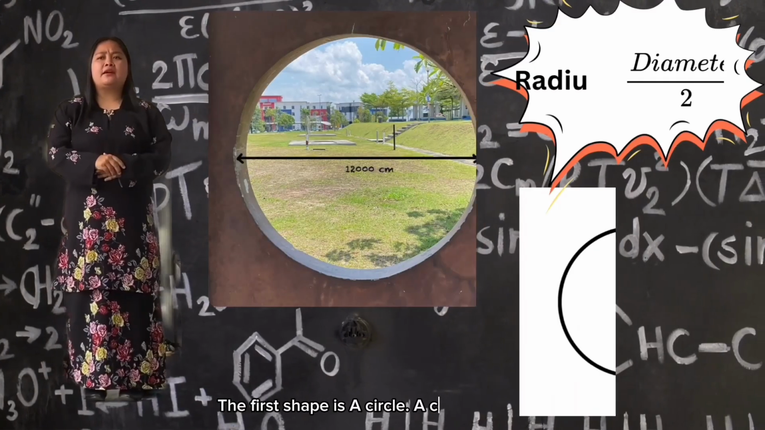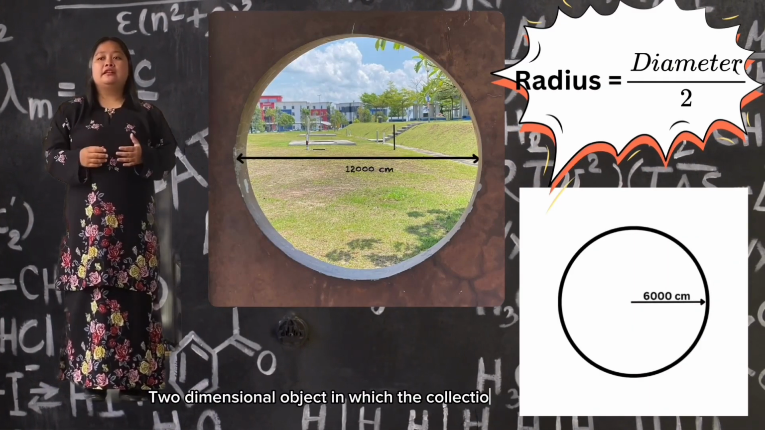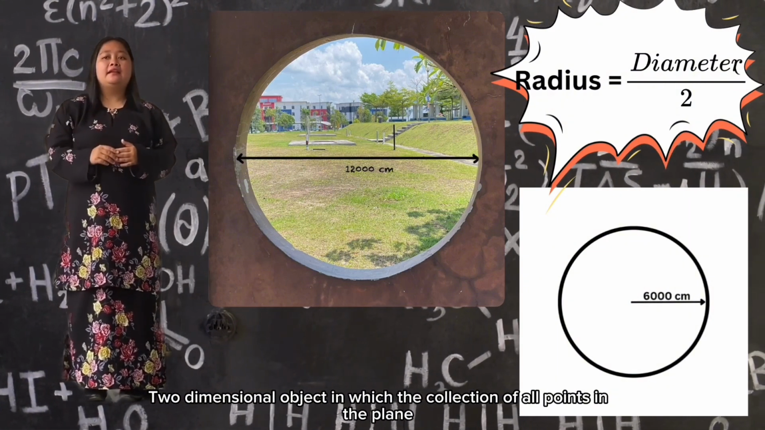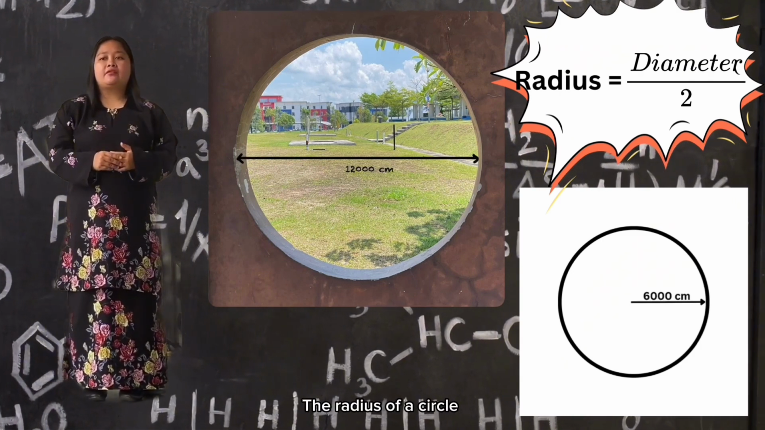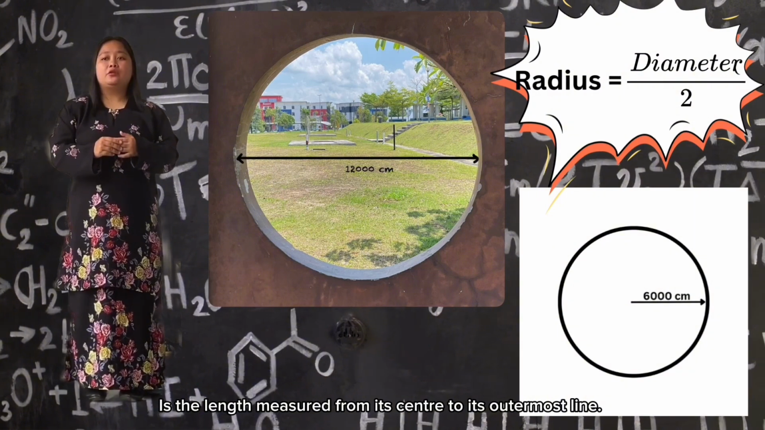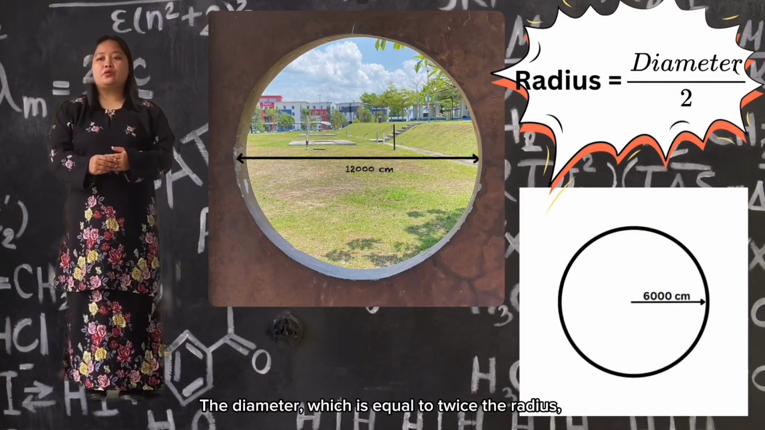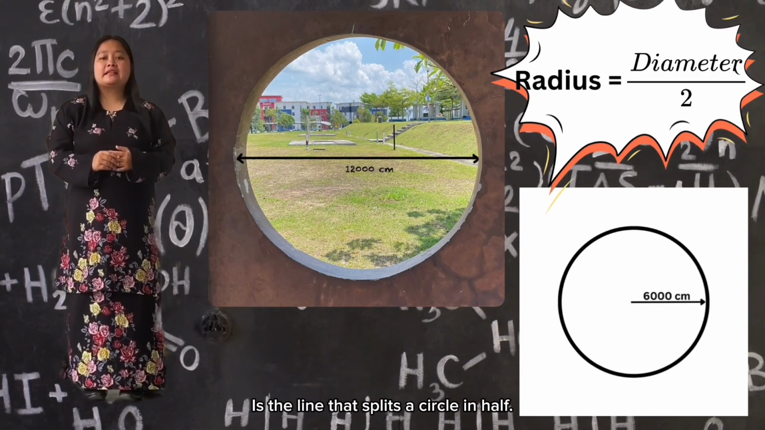The first shape is a circle. A circle is a closed two-dimensional object in which all points in the plane are equally spaced from the center. The radius of a circle is the length measured from its center to its outermost line. The diameter, which is equal to twice the radius, is the line that splits a circle in half.